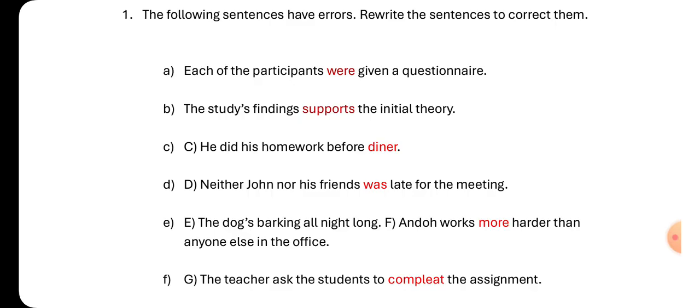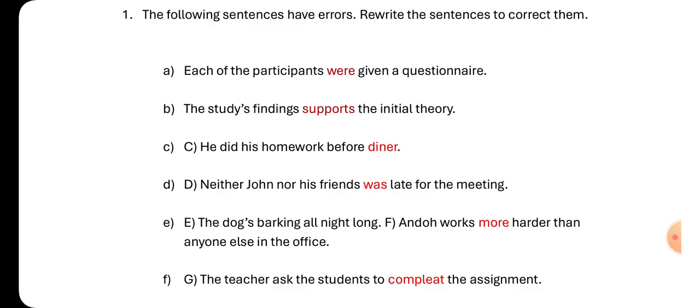Each of the participants were what? Given a questionnaire. So the word each is a singular word. The verb, each, is a singular word, a subject. Okay, so you can't agree with what? A verb, which is what? A plural verb. So you correct it by saying each of the participants was given a questionnaire.